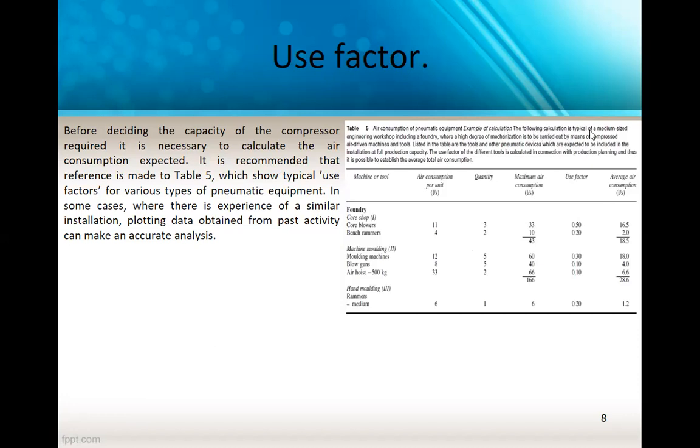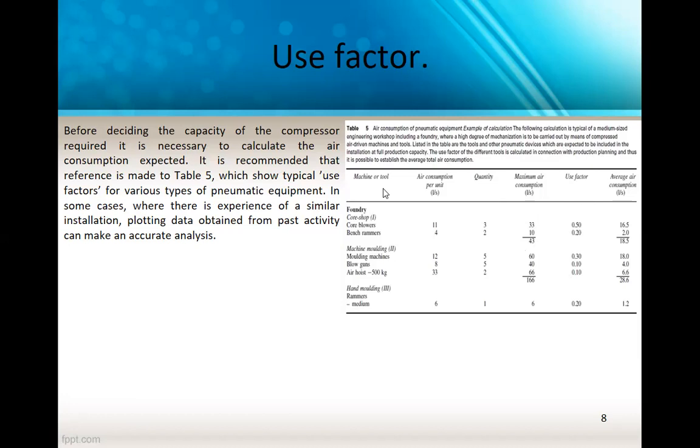So the following calculation is typical of a medium-sized engineering workshop, including a foundry, where a high degree of mechanization is to be carried out by means of compressed air-driven machine tools and tools. Listed in the table are the tools and other pneumatic devices which are expected to be included in the installation at full production capacity expected. The use factor of different tools is calculated in connection with production planning, and thus it is possible to establish the average total air consumption. Dito is based sa production planning. Nilagay lang ito ng mga tao noon kasi yun ang ine-expect nila.